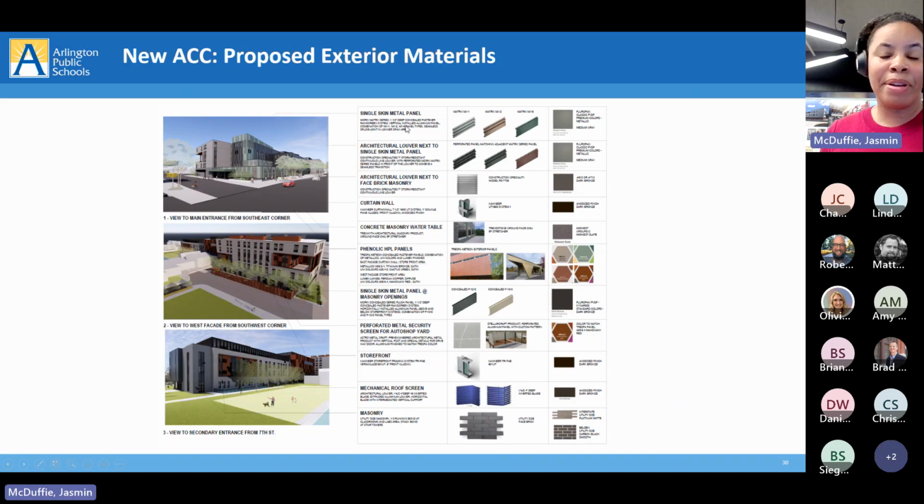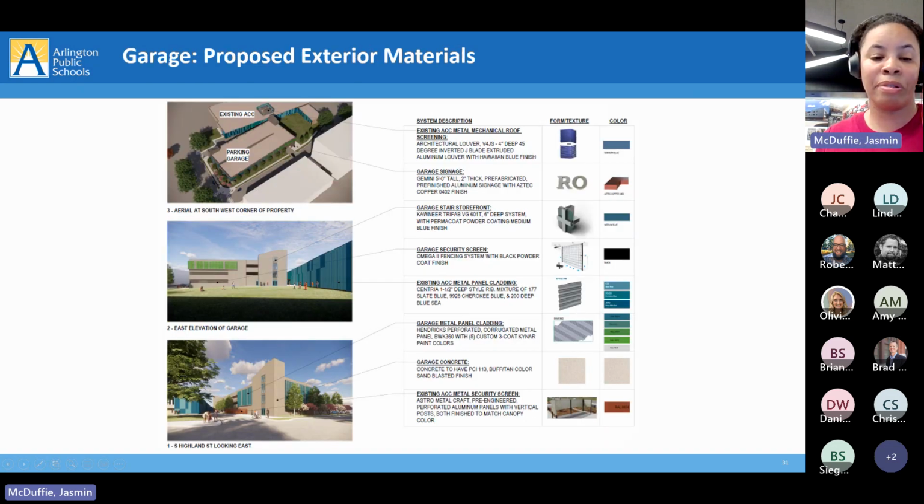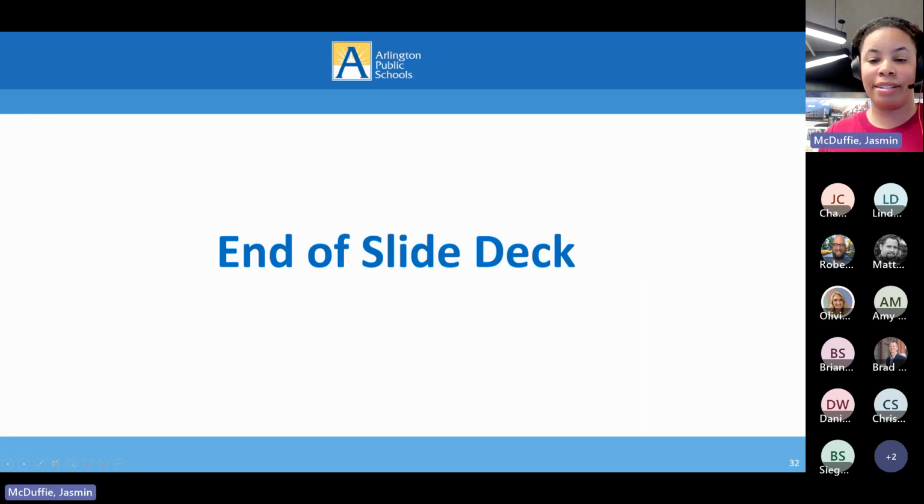These are image boards. They outline the materials that I mentioned earlier. If you're looking at this on your own, this is a description of the finishes. This column shows what that material looks like, and this is the proposed finish of that material. So these material boards have been provided for the new ACC and a similar board for the garage. And that concludes our presentation.